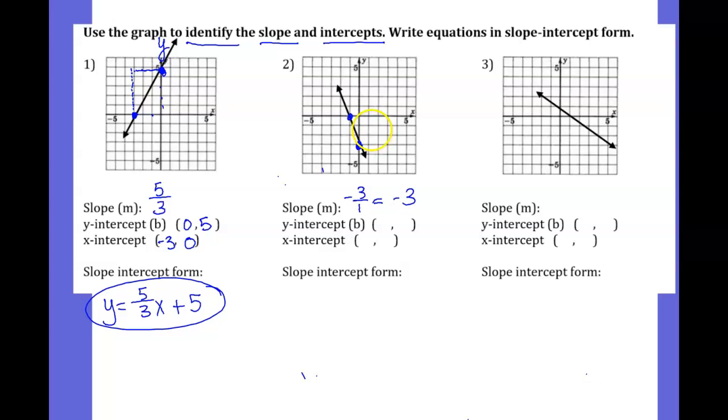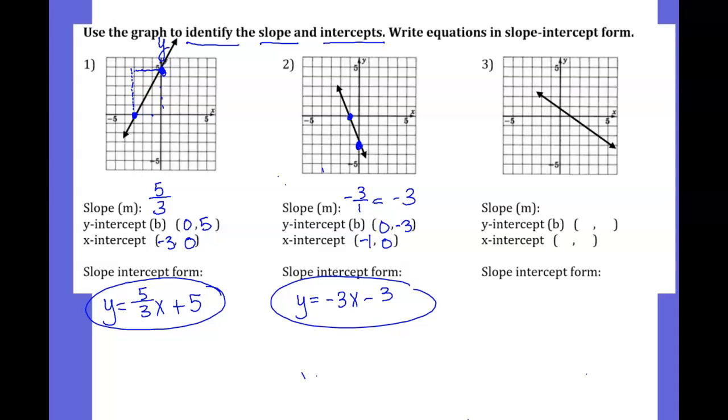My y-intercept where I cross is going to be at -3, so (0, -3), and my x-intercept is going to be at (-1, 0). Okay, again, I only need the slope and the y-intercept to write the equation of the line. y is equal to -3x minus 3.